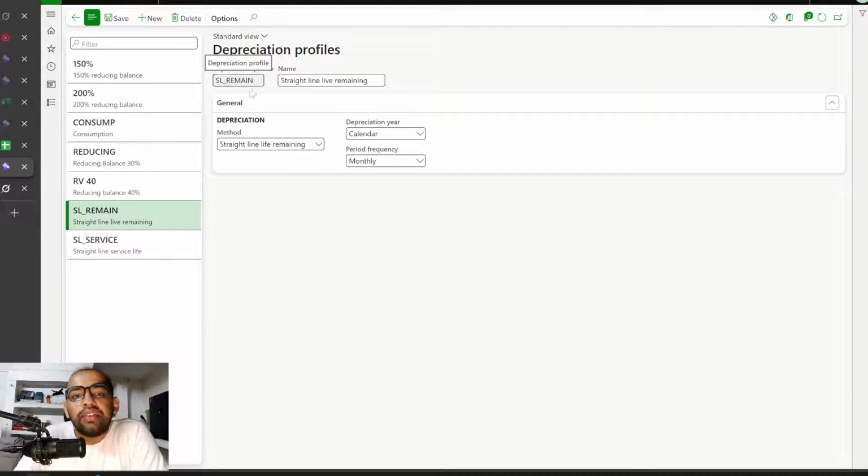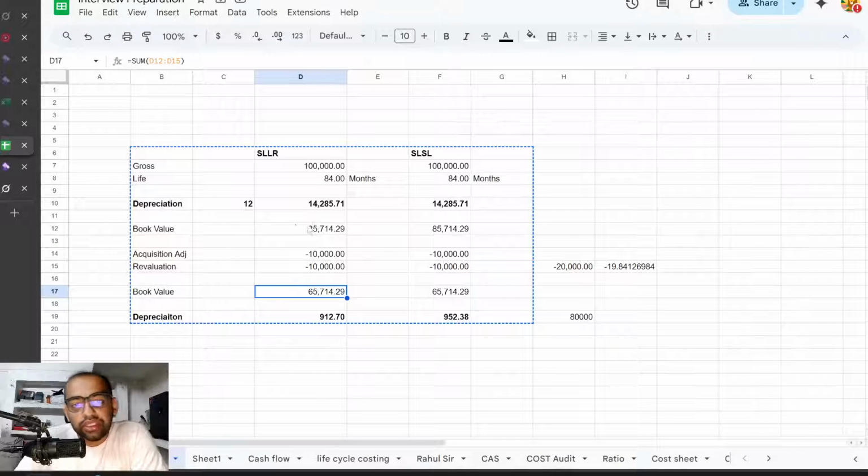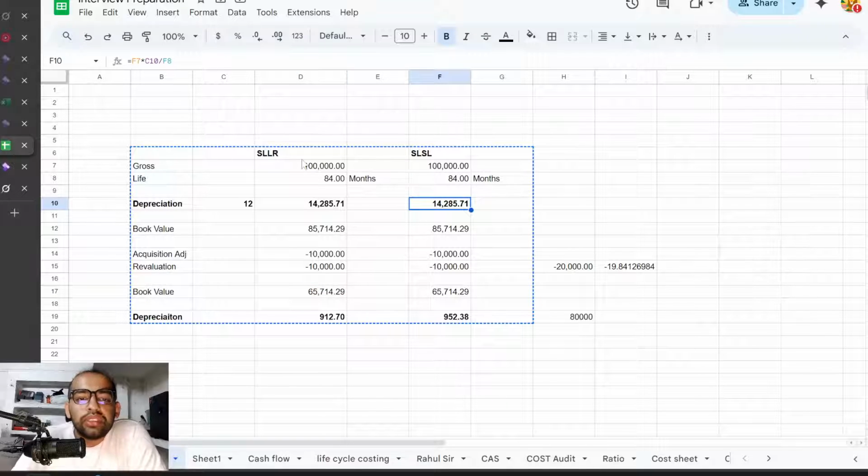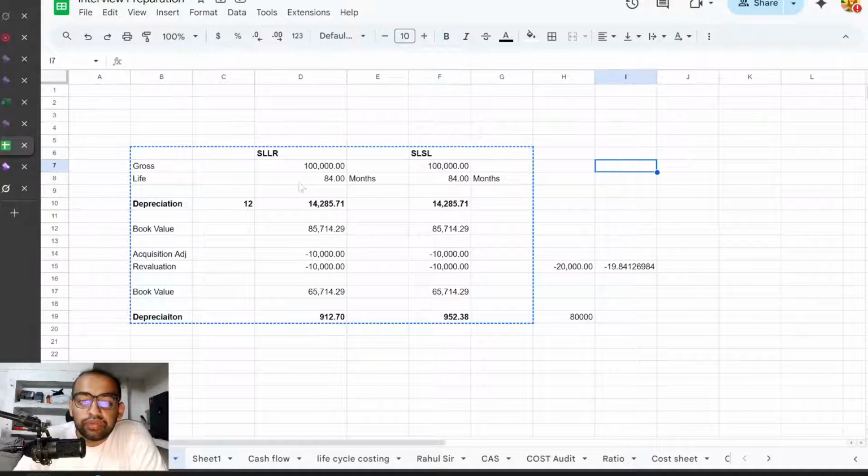So let's say we create two methods. One is straight line life remaining and the other is straight line service life. Let me correct it: straight line life remaining. So what's the difference between both the methods? I'm going to explain you through an Excel sheet. So this is straight line life remaining and this is straight line service life.